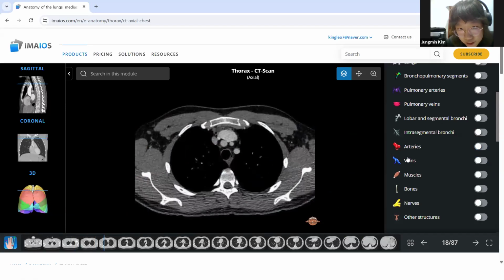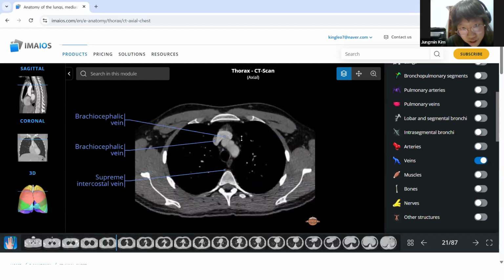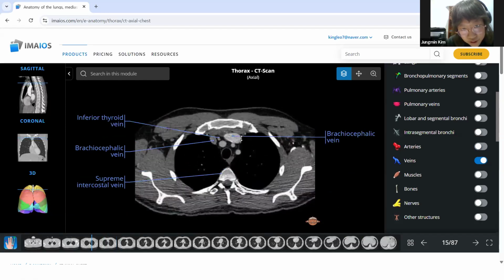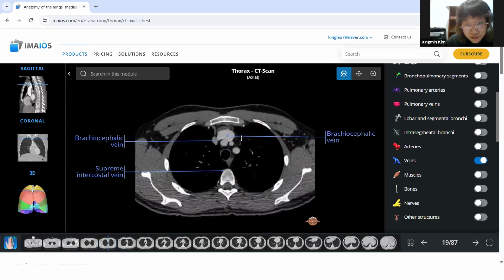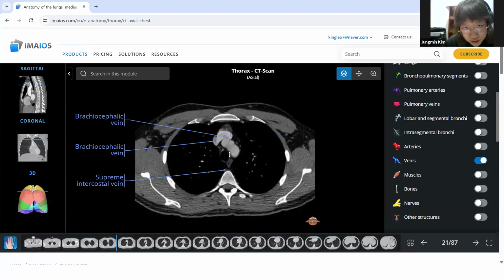This is the brachiocephalic vein, the innominate vein. You can see it moving across the left and right side. And what I mean by the left-right border is right here. If it's on this side, it's 2L, and if it's on this side, it's 2R.